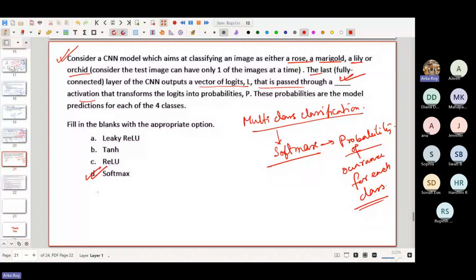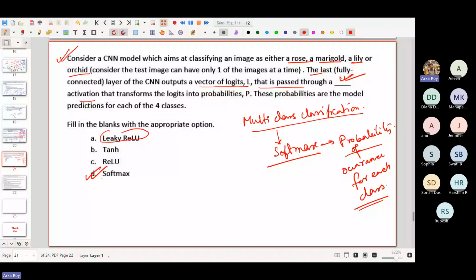So did you tick softmax activation or something else? Because I saw on the website just this morning that they gave leaky ReLU as the correct one. Is there any softmax anomaly? Sir, I ticked softmax, but it got marked wrong. It got wrong, right? But if you also see, sir, the answer is not wrong.